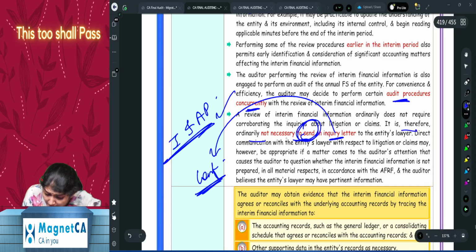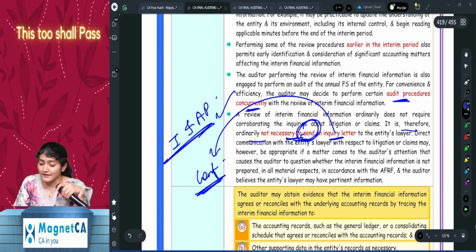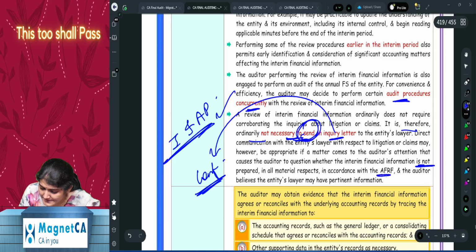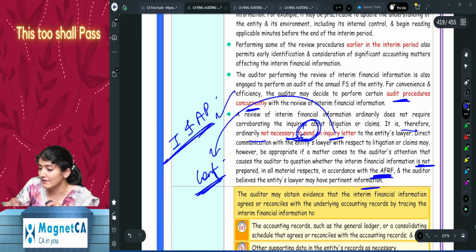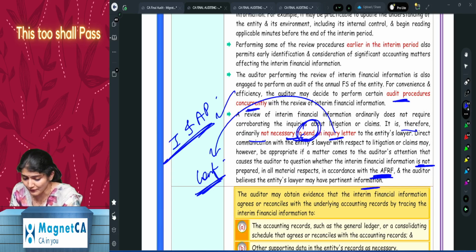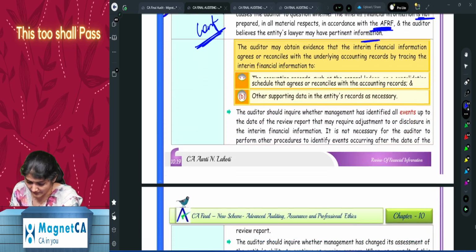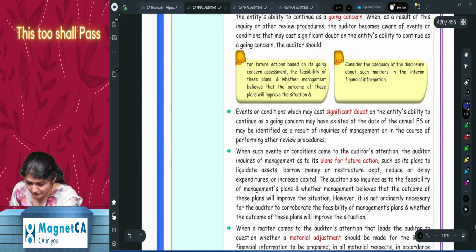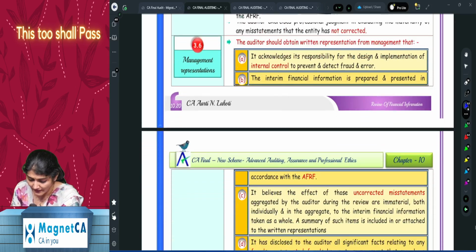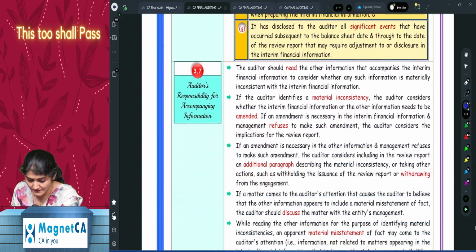It is therefore ordinarily not necessary to send an inquiry letter. But when will you consider that, though it is a review, I should get a confirmation? When you think that the information could be materially misstated or is not prepared in accordance with the AFRF. So by default, our preference is inquiry and analytical, but if required, we also go for other procedures. Okay, right? Then for interim financial information, we also check going concern, subsequent events, and all of that. Again, obtain the written representations, other information.